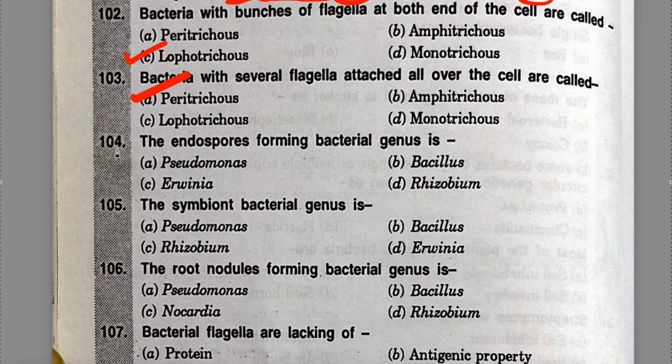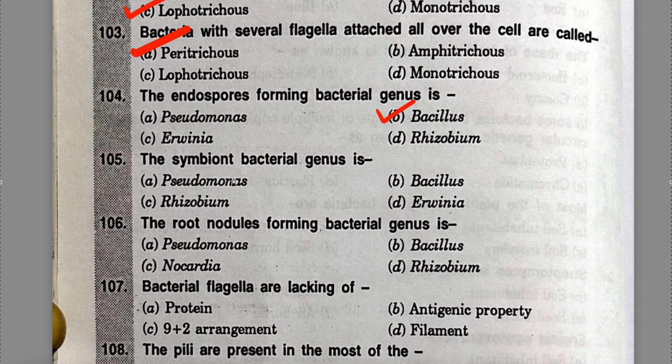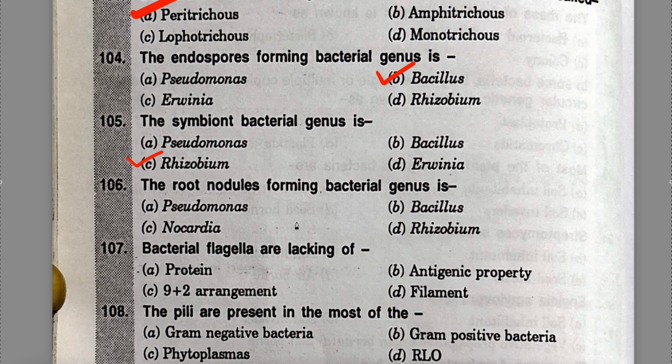Question 104. The endospore forming bacterial genus is Pseudomonas, Bacillus, Erwinia or Rhizobium. Answer is Bacillus. Question 105. The symbiont bacterial genus is Pseudomonas, Bacillus, Rhizobium or Erwinia. It is Rhizobium, yes. Symbiotic association or relationship.